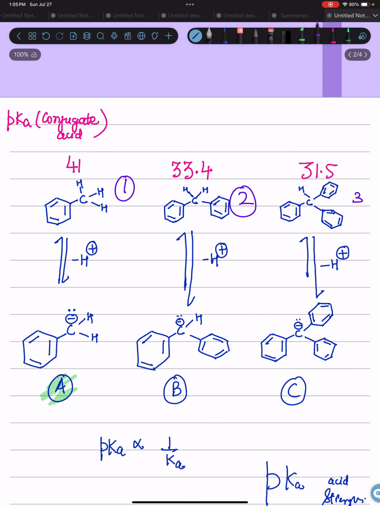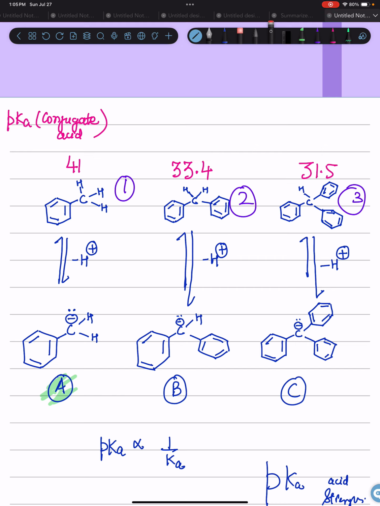Now for the third one, if I give them the names 1, 2 and 3, for the third one there are three phenyl rings. So we expect a cumulative effect, like there are three phenyl rings, so its acidic strength or its tendency to lose proton is even more as compared to 2, okay. So its acidic strength should be more. And if we look at this, yes, the acid strength is increasing because the pKa value is decreasing, okay. So pKa value is decreasing, acid strength is increasing. That answers one part of the question.